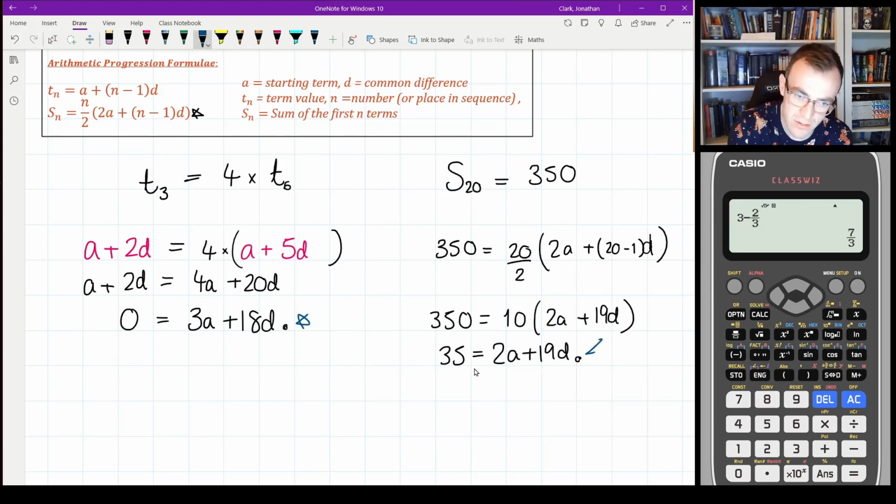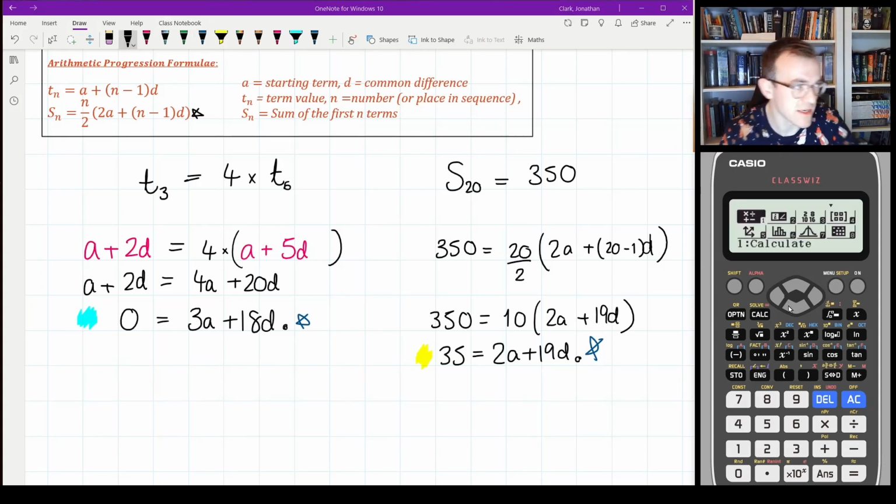And I have now got a set of simultaneous equations. It's just that one there, and this one here. So I'm going to solve these together. Of course, we've got the simultaneous solver on the calculator, so we can use that as a useful check. So let's do that now, actually.